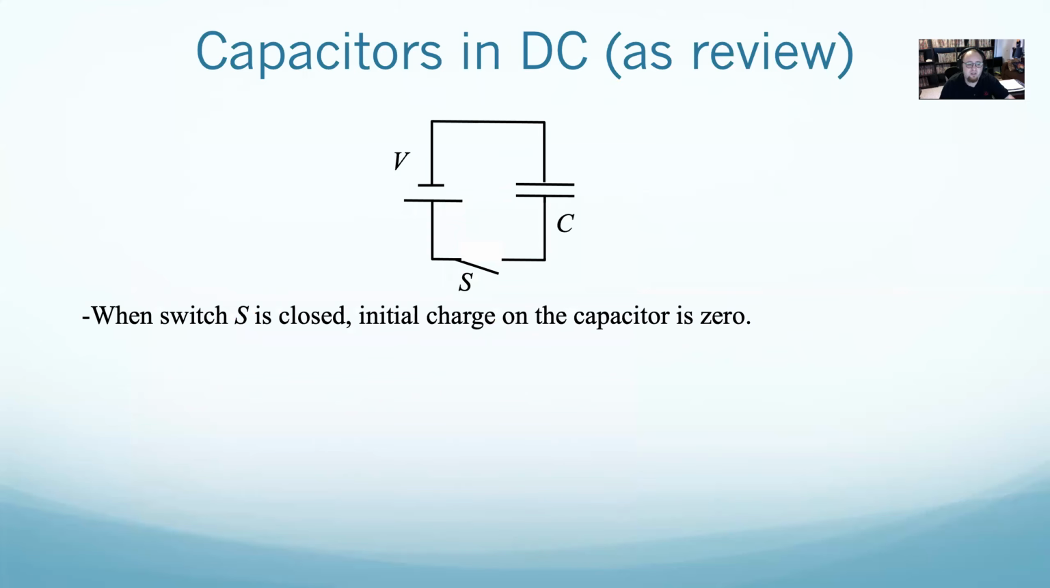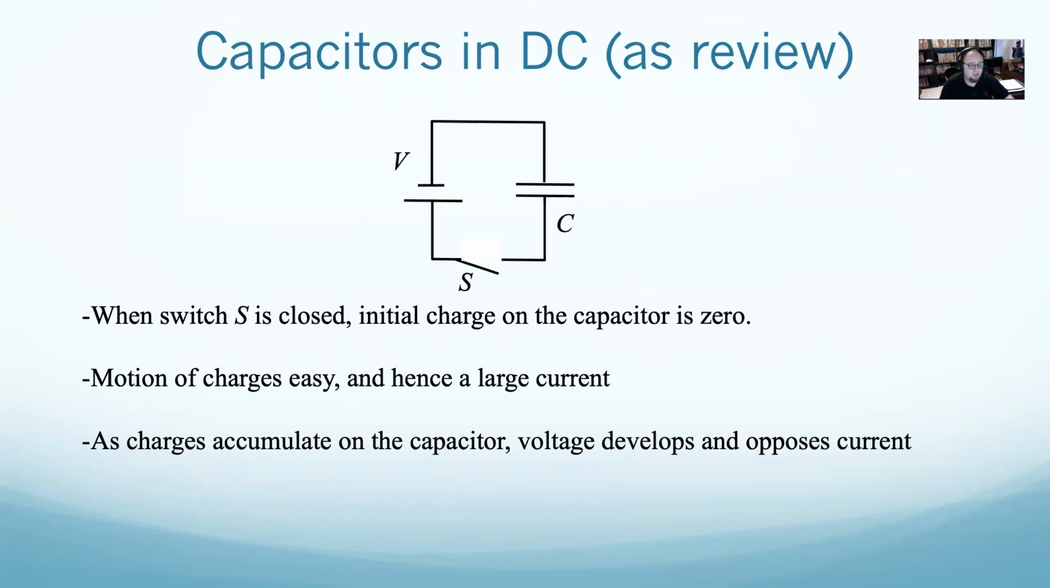We already covered that if you put just a capacitor with a battery, and you have the switch open, the capacitor will have no charge. If you close the switch, suddenly the capacitor will get a charge, giving it a pretty large current. And as charge accumulates on the capacitor, it'll create its own voltage, opposing the current. We talked about this a few chapters ago.